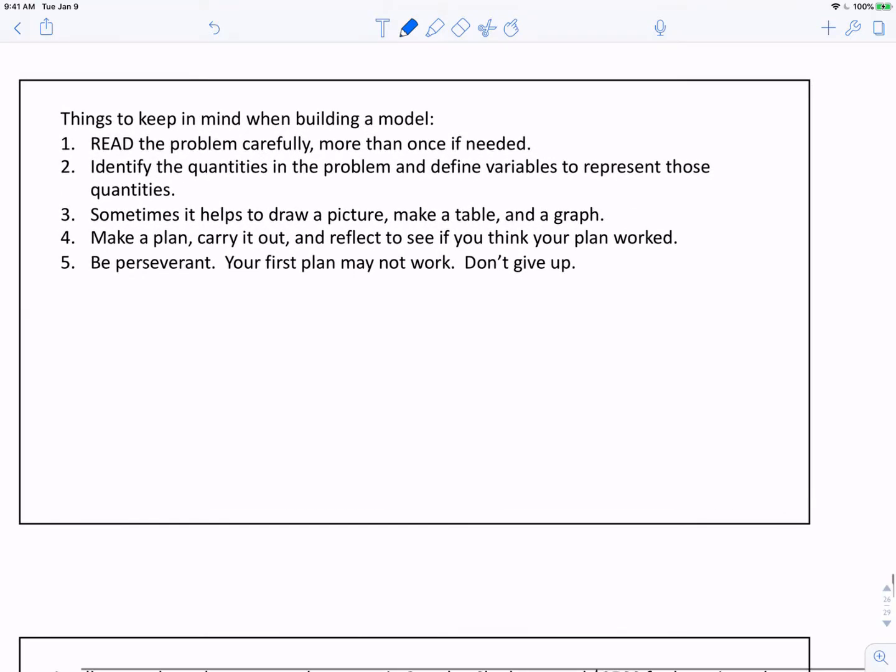So things to keep in mind when building a model: you have to read the problem carefully, more than once sometimes. Identify the quantities in the problem and define the variables to represent those quantities. Sometimes I think it's helpful to draw a picture or make a table or a graph. You have to make a plan, carry it out, and then reflect on it to see if your plan worked. And this is really important. Be perseverant. Your first plan may not work, but don't give up.